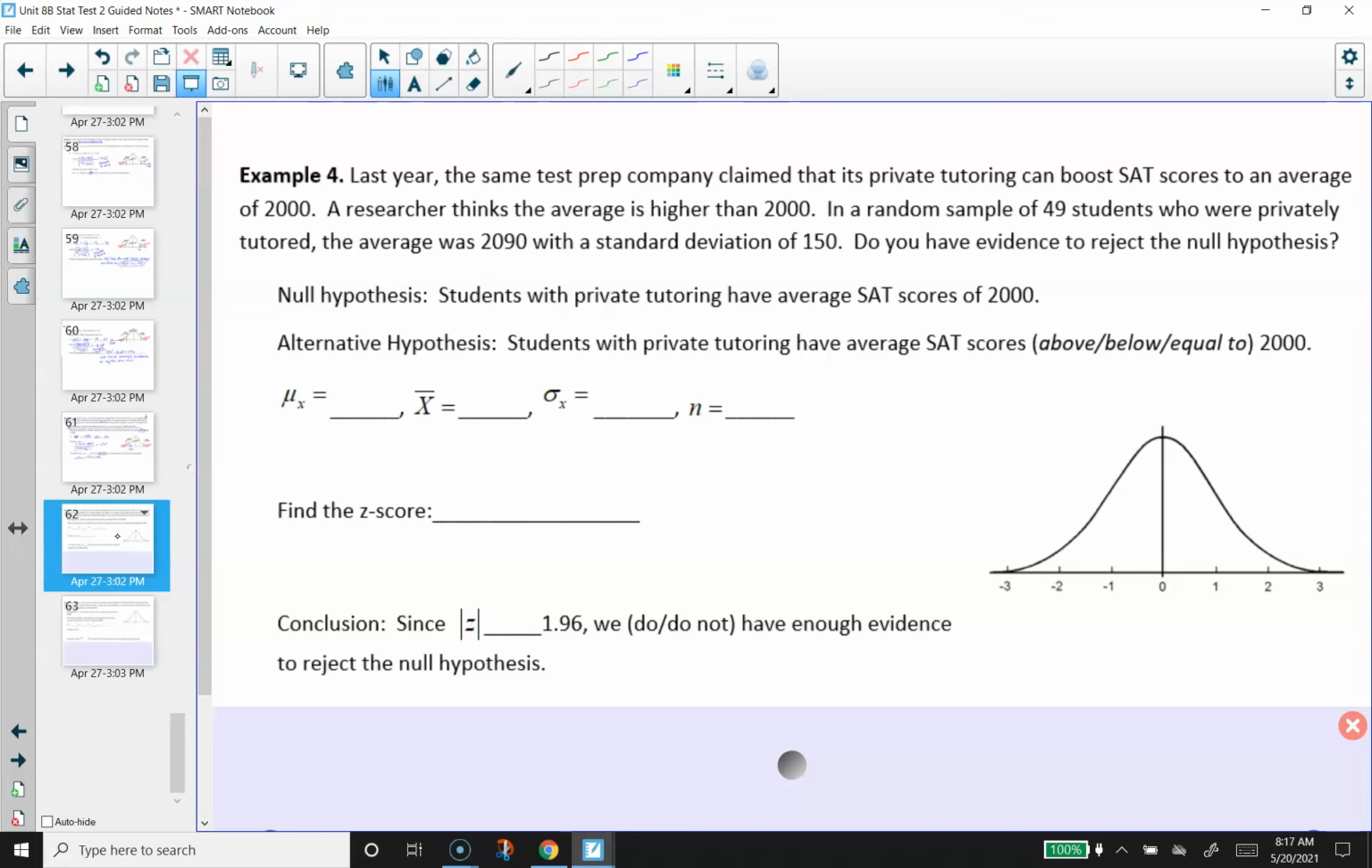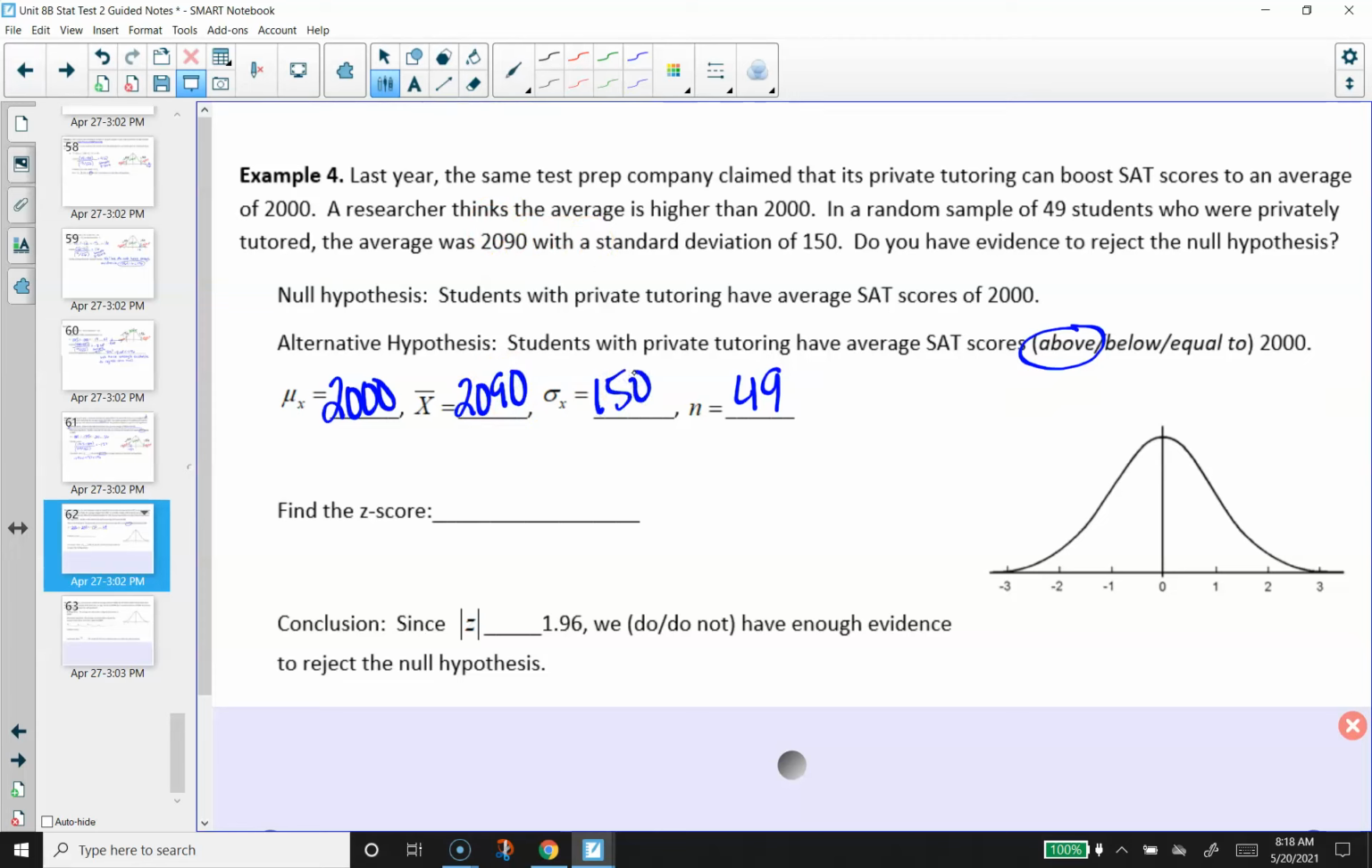A researcher thinks that the average is higher than 2,000. So that's what they think is going to happen. The alternate hypothesis, they think it's going to be above a test score of 2,000. So my population mean is the 2,000, right? In a random sample of 49 students, they had an average of 2090, so that's my sample average, with a standard deviation of 150.